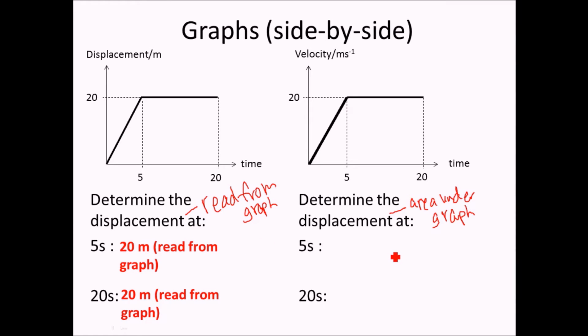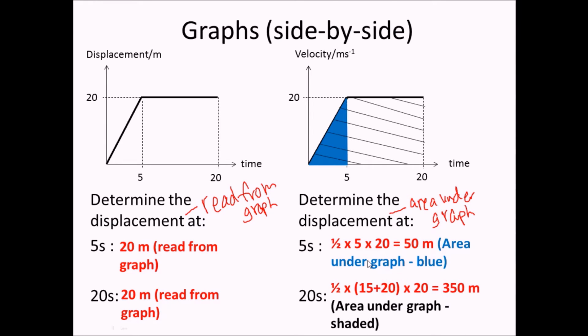For the displacement in the velocity time graph, after 5 seconds it will be the area highlighted in blue, which is half times 5 times 20, which is 50 meters. Now for 20 seconds it will be the area of the trapezium highlighted by the shaded region, which is going to be 350 meters using the trapezium rule. So this will be 15, while here will be 20. So it's half times 15 plus 20 times 20. That's how you get your area under the graph for 20 seconds.